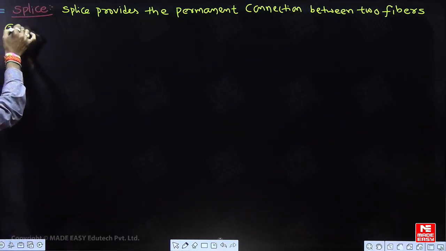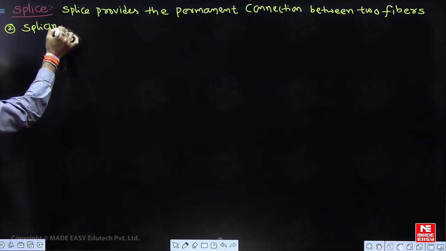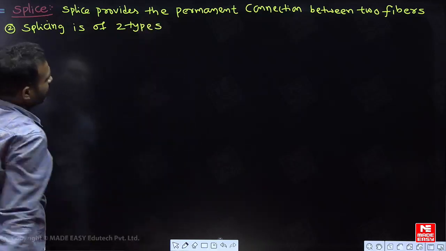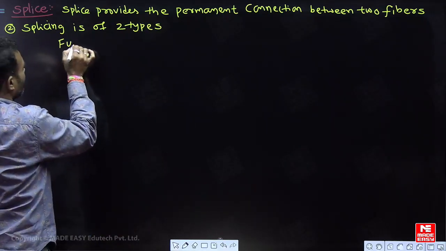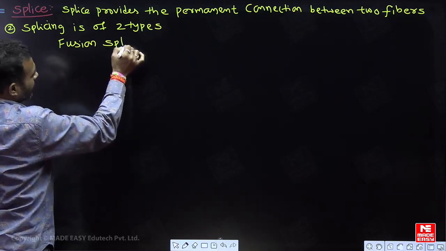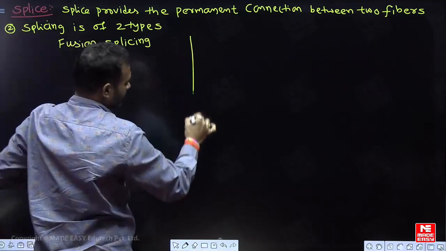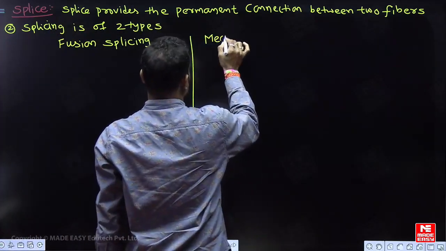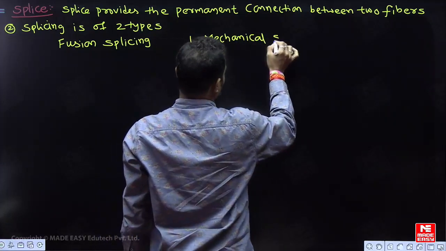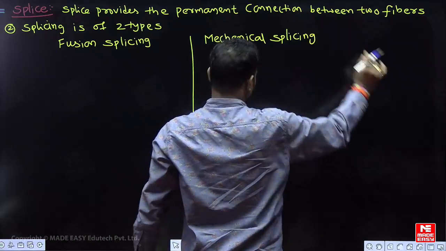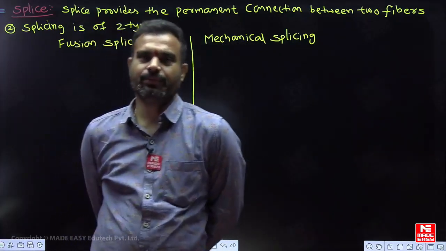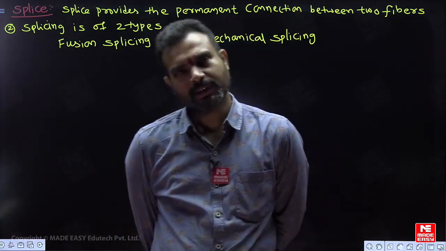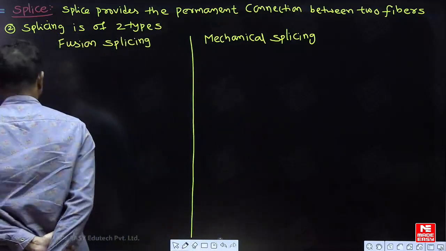Next, second point, splicing is of two types. First one is called as fusion splicing. Second one is called as mechanical splicing. There are two types of splicing techniques. First one is fusion splicing, second one is mechanical splicing. So, I will explain first of all about the fusion splicing.